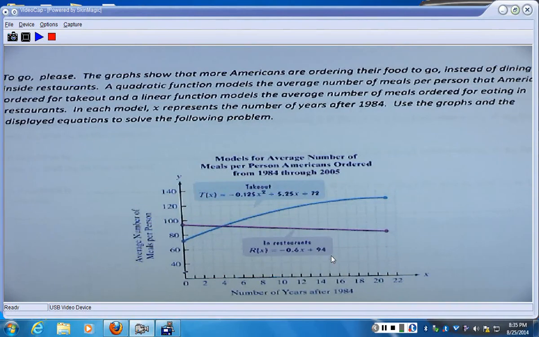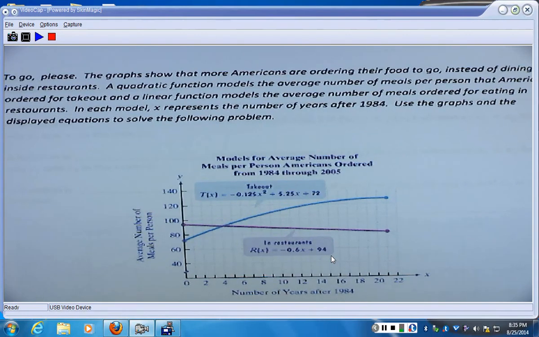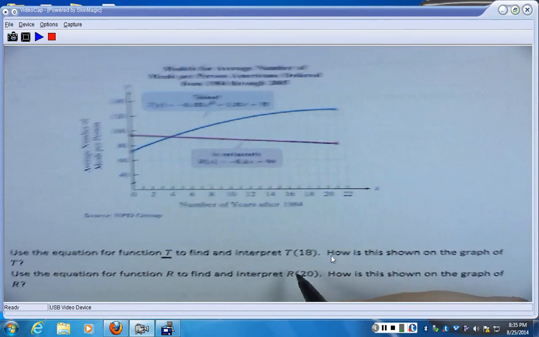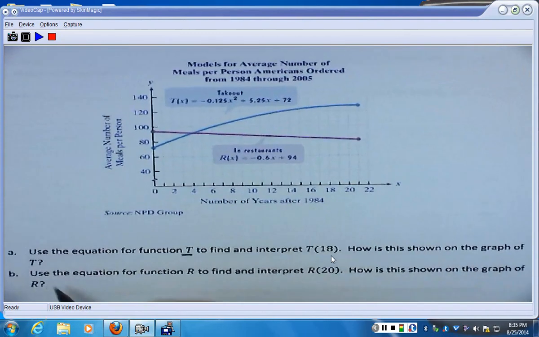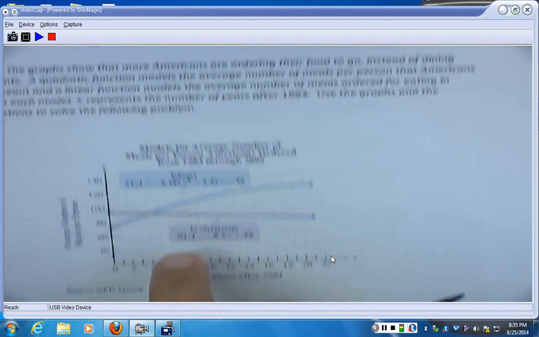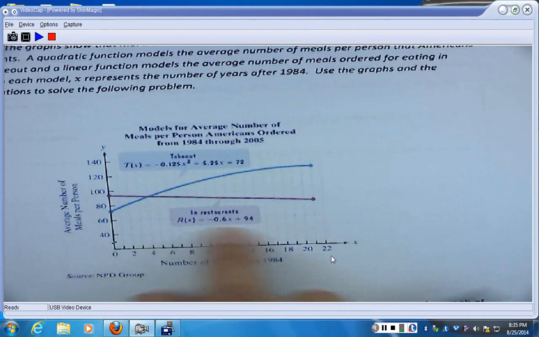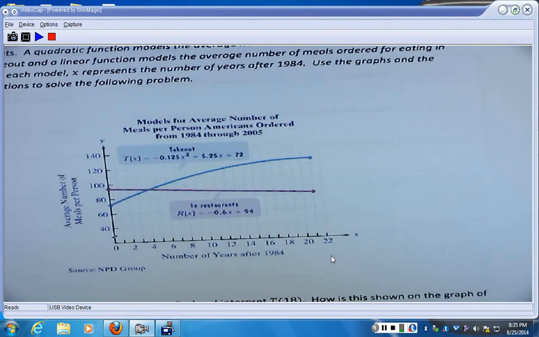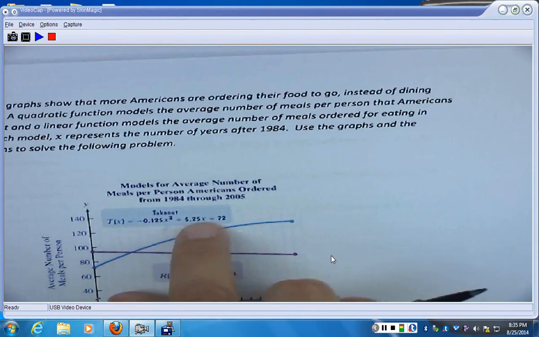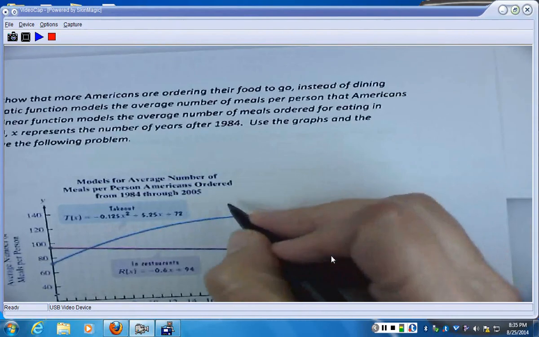Use the graphs for the displayed equations to solve the following problem. Okay, so use the equation for the function t to find and interpret t of 18. How is this shown on the graph of t? So t equals 18. We're not even going to use this r of x function. They're just asking us about, oh, well, we will later. Never mind. T, we're asking about the takeout. Here's the equation for takeout. I'm going to write it bigger.